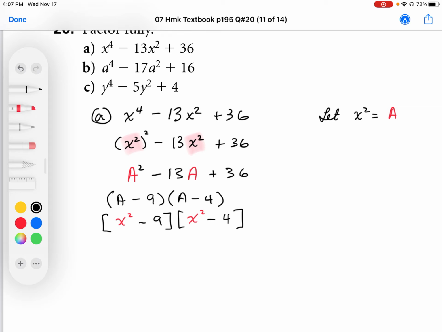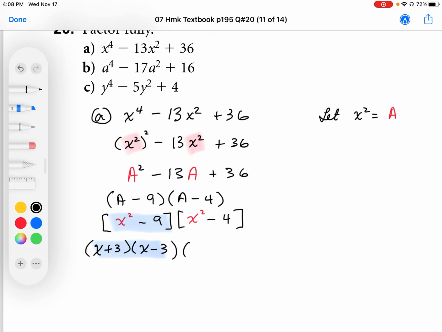Now, to factor fully, we have to recognize that each of those brackets still is a difference of squares. So we're going to end up with two numbers that multiply to negative 9 and cancel out, which are going to be x plus 3, x minus 3. And that will represent this bracket here.